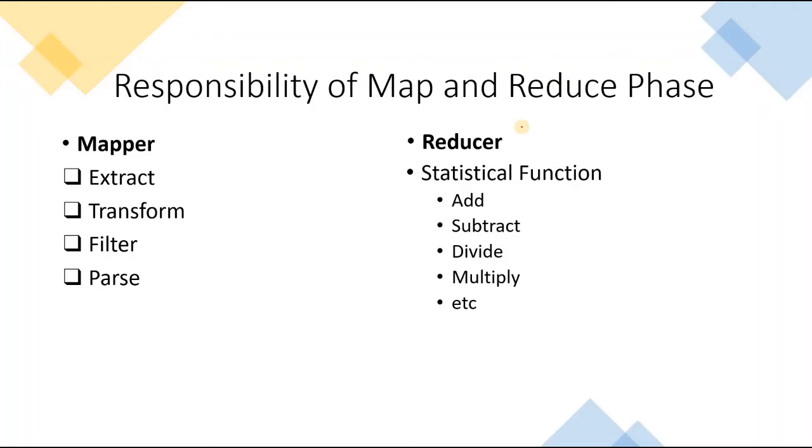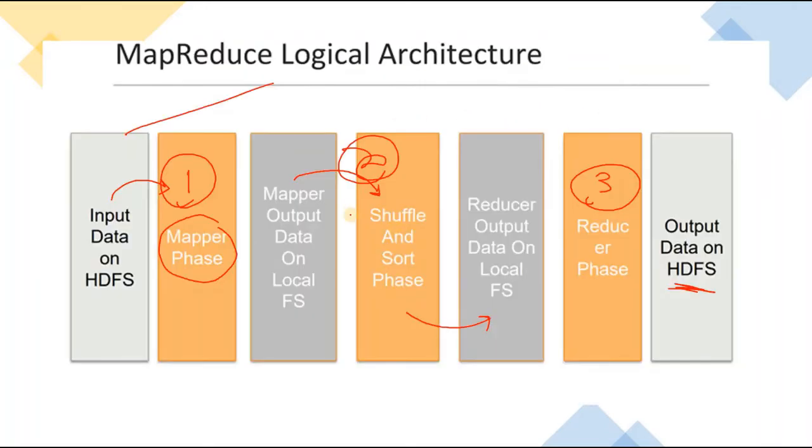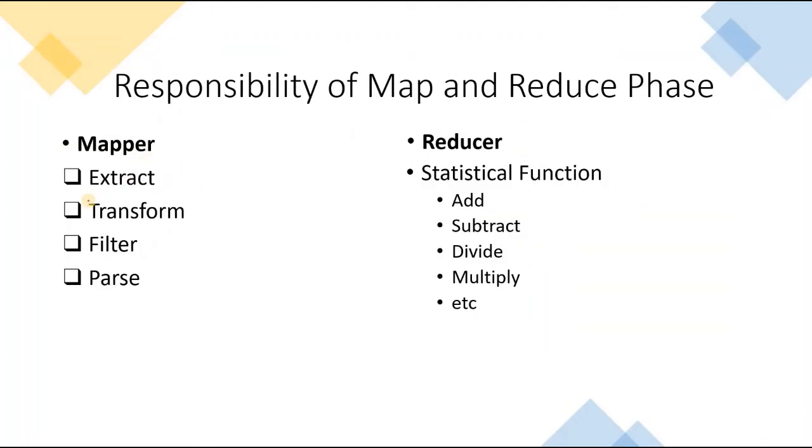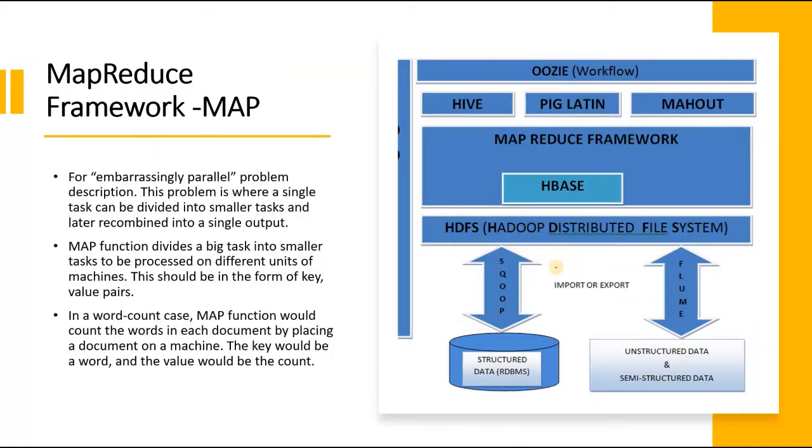So what is the responsibility of these two important phases? The mapper will do the extraction of the data, the transformation of the data, the filtering of the data, and the parsing of the data as well. Then the reducer will do the statistical functions. For example, it will do adding, subtracting, dividing, multiplying, or any other mathematical or statistical function.